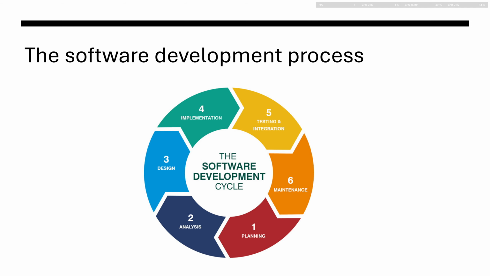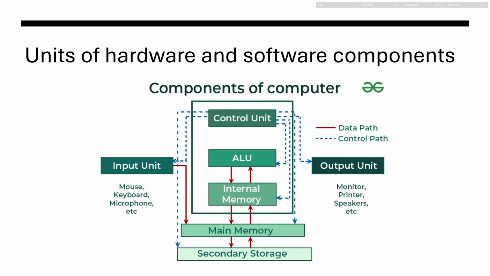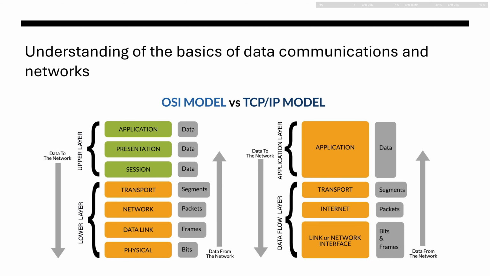You'll learn about the software development process, which you can see down below, which is quite important. You'll learn about the units of hardware and software components. Down below is a good example of something you might look at: the control unit, the ALU, or arithmetic logic unit, which does computations, internal memory, main memory, secondary storage, output devices, input devices, and how the computer interfaces with all these things, how they work together, how they work individually. You'll learn all of this.